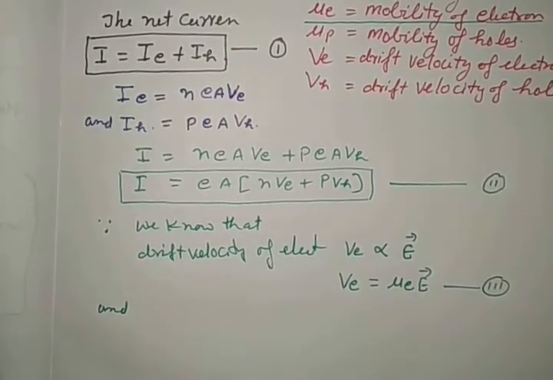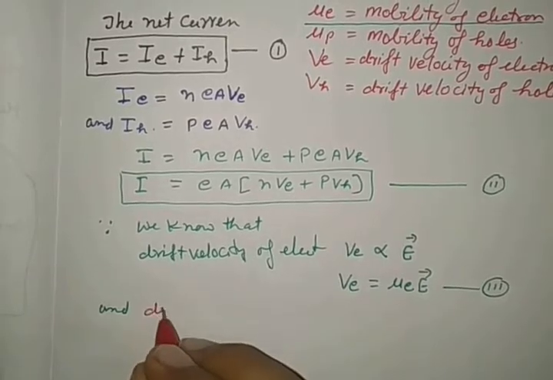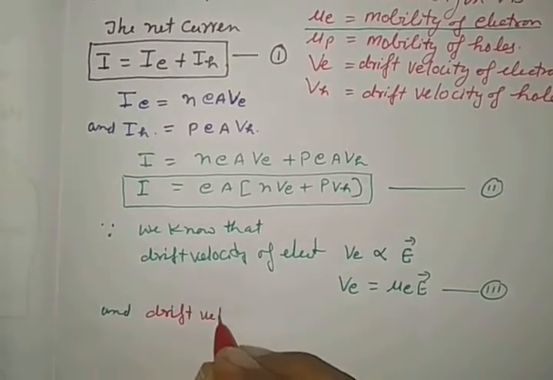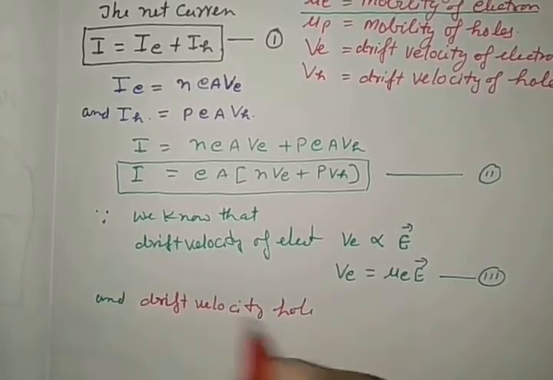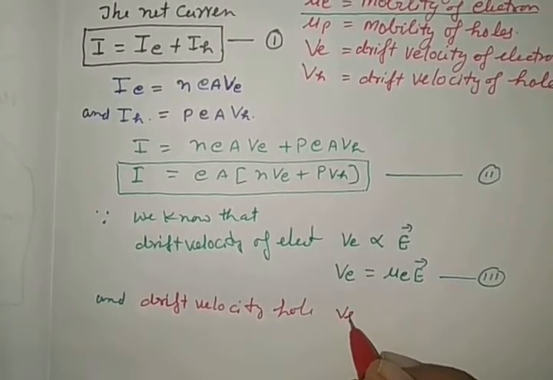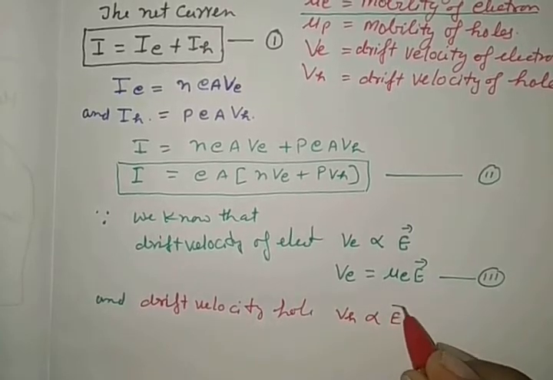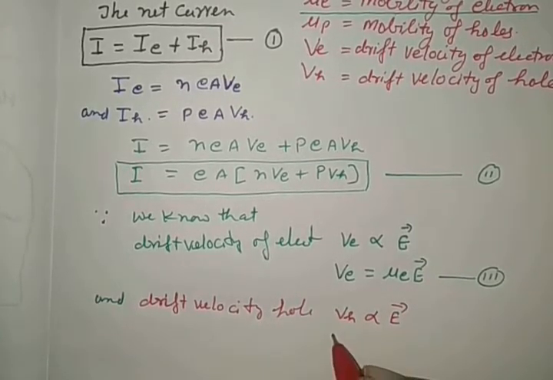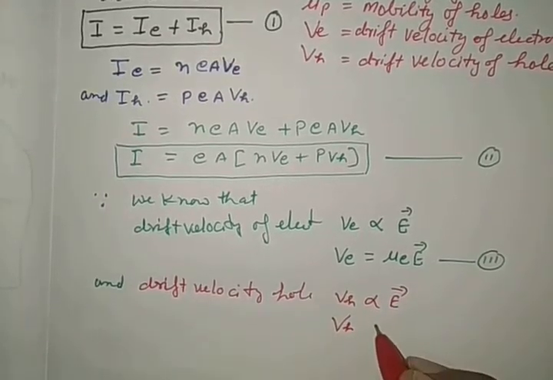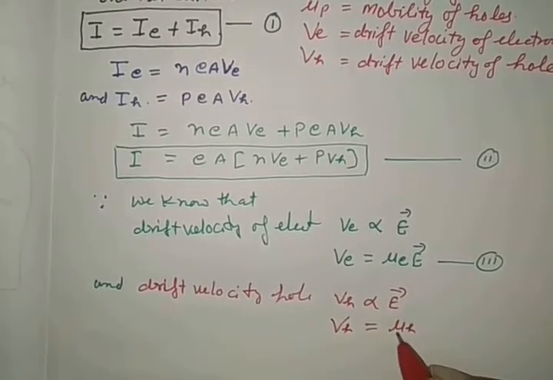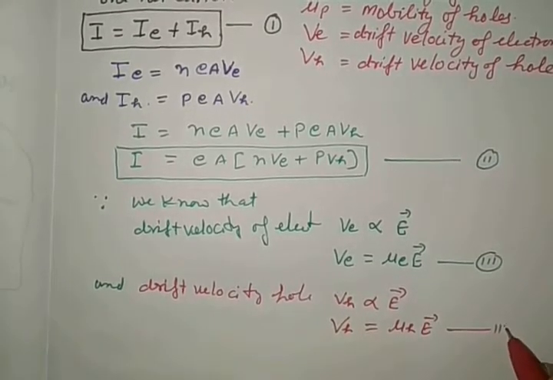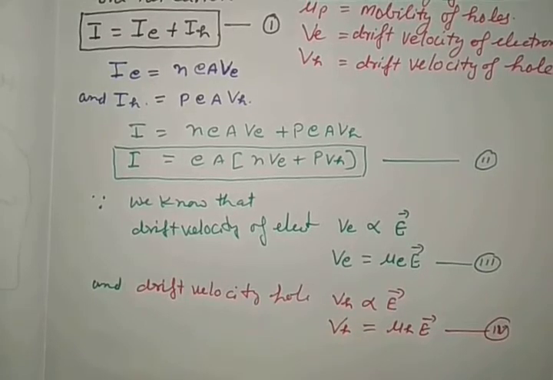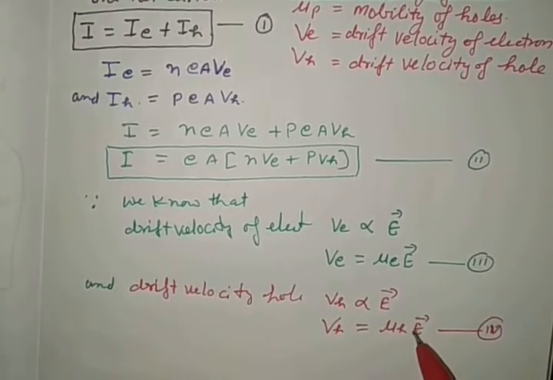Similarly, for the drift velocity of holes, V H is proportional to the electric field, and we may write V H equals a constant mu H times E, where mu H is the mobility of holes, represented by equation number 4. We want to put these values of V E and V H in equation number 2.